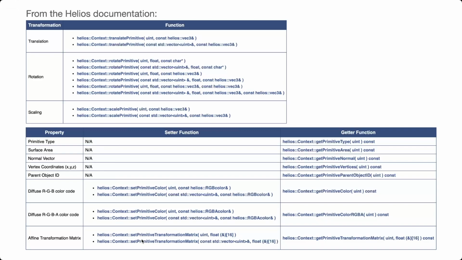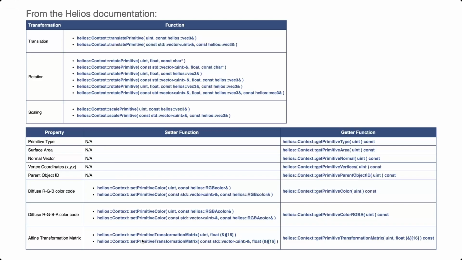Here are a few tables from the Helios documentation. We're not going to go through all of these individually, but some examples are applying a transformation to a primitive. Let's say that we want to translate it or move it in space. We want to rotate it or scale it. There are different methods that allow you to do that.